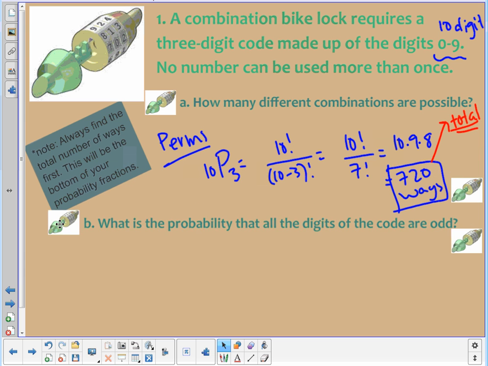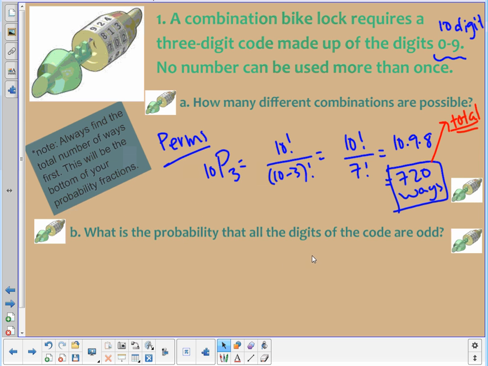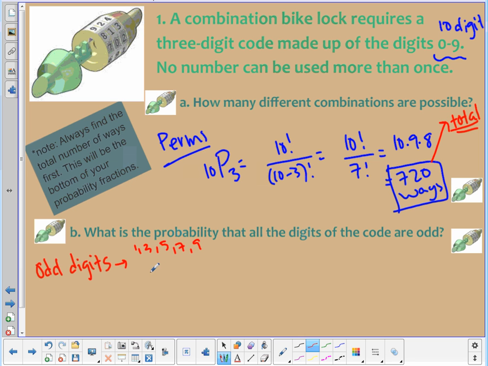Then when I look at part B, what's the probability that all of the digits of the code are odd? I need to figure out how many ways I can pick odd digits and divide that out of the total. So that's what I'm going to do first, odd digits. How many odd numbers are there in 0 through 9? There's 1, 3, 5, 7, and 9. So there's 5 odd digits, and we are going to pick 3 of them. So that's 5P3, which is 5 factorial over (5 minus 3) factorial. That's 5 factorial over 2 factorial, which is 5 times 4 times 3, because 2 and 1 go away, which gives me 60.